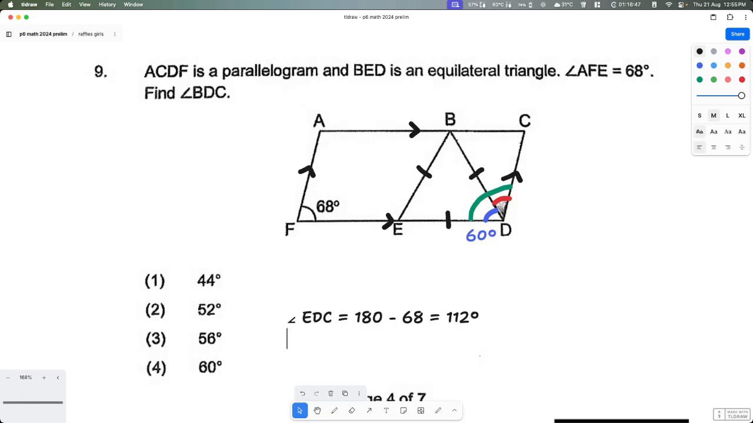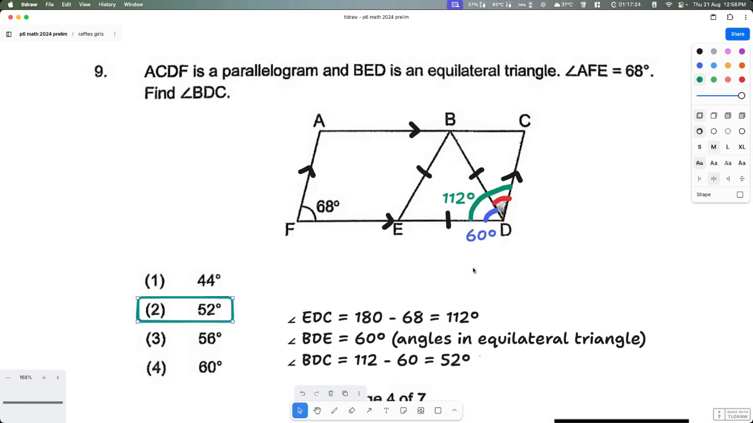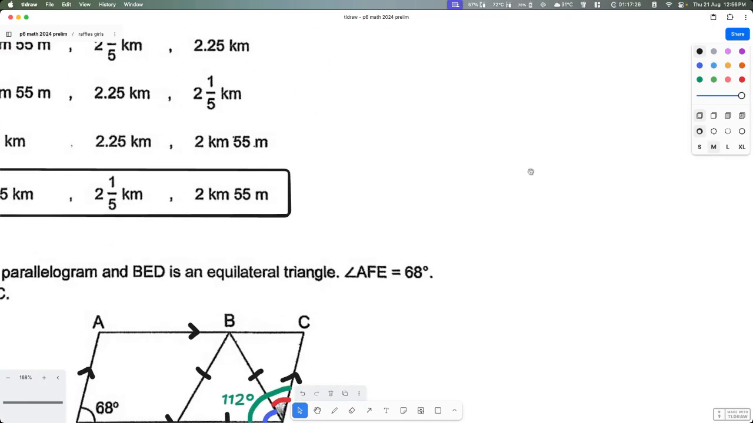Then we know angle BDE is equal to 60 degrees, angles in an equilateral triangle, and therefore angle BDC is equal to 112 minus 60. I'm just going to put 112 here in this green angle over here. So this would then become 52 degrees. So the answer is option number 2 for question number 9. All right, let's move on to the next question.